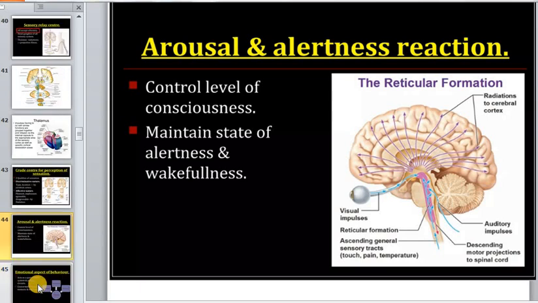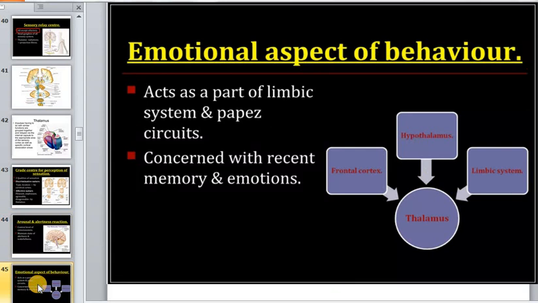And here we see the even more emotional aspects of behavior. It's better, of course, said about humans. Effects as a part of the limbic system circuit, connected with recent memory and emotions.